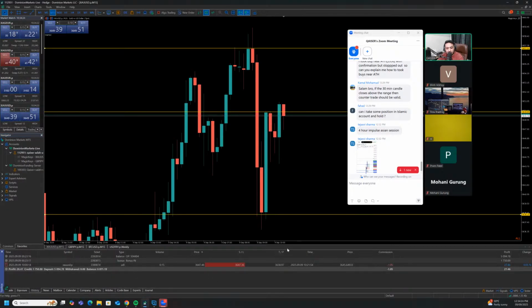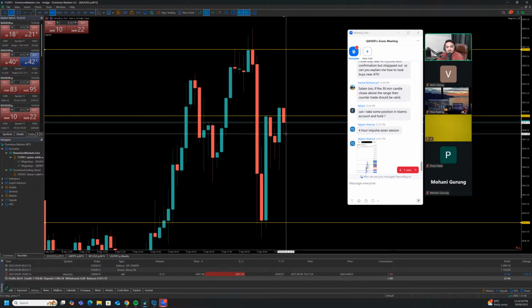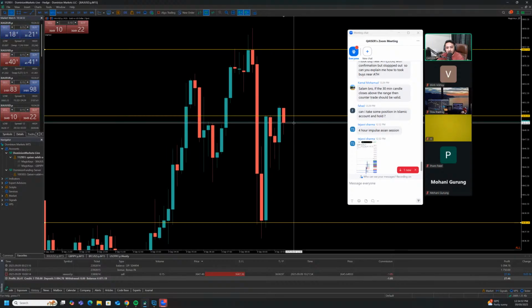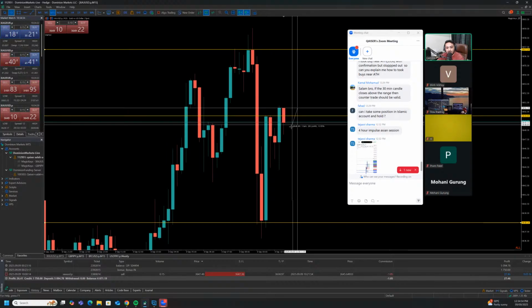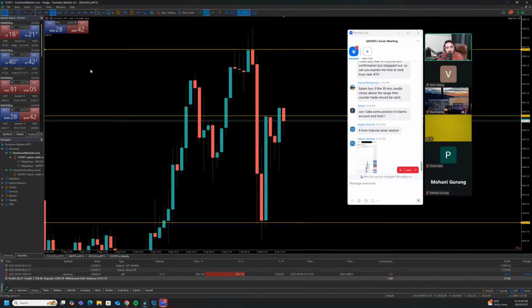Let's get back to the real one. Okay, so now, you know what, I'm just not satisfied. It rotates more than 50% of the previous candle. I am out from this trade.